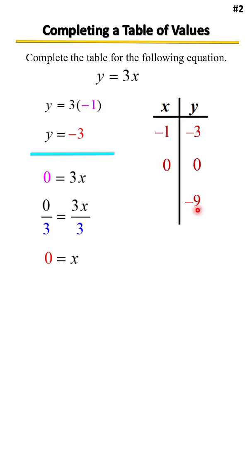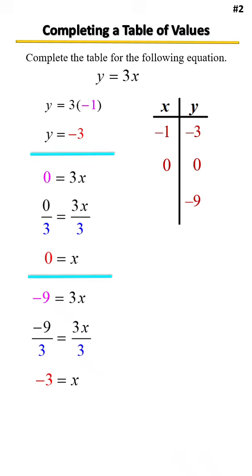Lastly, we're going to plug in a -9 in y's place. So we're going to remove the y and replace it with -9. When we do so, it's going to look like so. To solve for x here, we need to divide both sides by 3. And a -9 divided by a +3 equals a -3. So x equals -3, which means when we plug in a -9 for y, what we get out for x is a -3. And now we've completed our table of values.